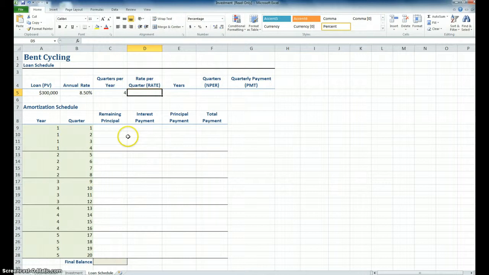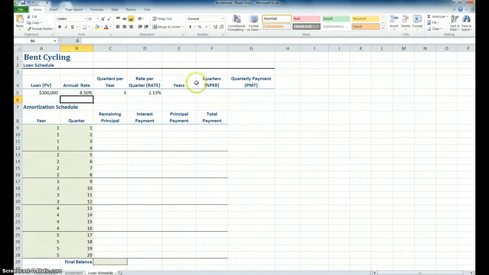Okay, so just like before when I talked about, make sure you understand that your annual rate isn't what you put into any of these calculations unless you're only paying once a year, but we're paying 4 times a year. So the quarterly rate is going to be the 8.5% divided by 4. So it's a little calculation. It's pretty simple. Divided by 4. So our quarterly rate is 2.313.